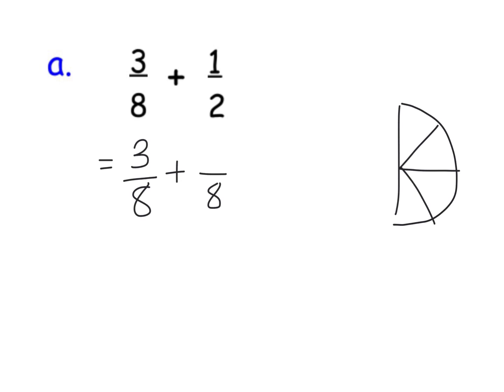So if I'm multiplying the bottom by 4, I have to do the same to the top. So I do 4 times 1 and I get 4. Now the minute the denominators match, we can add these together. 3/8 add 4/8 collectively, altogether is 7/8.